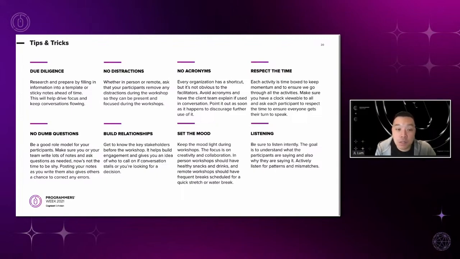And then here's the last one that I think is really important, and that's just listening. Be sure to listen really intently. Don't assume you know everything, because you obviously won't in this case. The goal is to understand what the participants are saying and also why they are saying it. So you're listening for patterns and any mismatches, and calling that out right away, or writing that down in your notes or a sticky note so that it can be addressed at a later stage and you don't interrupt the flow of the speaker.